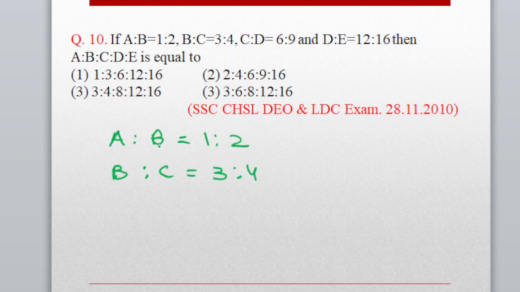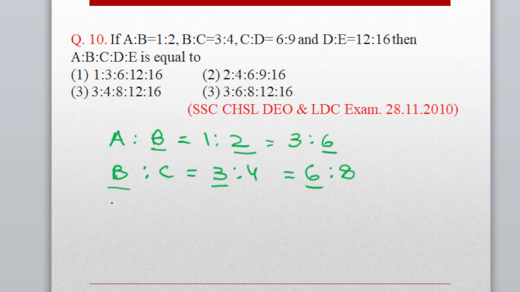Now here B is 2 and here B is 3. Now what is the LCM of 2 and 3? LCM of 2 and 3 is 6. That means here I have to multiply this with 3, so it becomes 3 is to 6. And again here I have to multiply it with 2, so it becomes 6 is to 8. Now here both B's are equal.